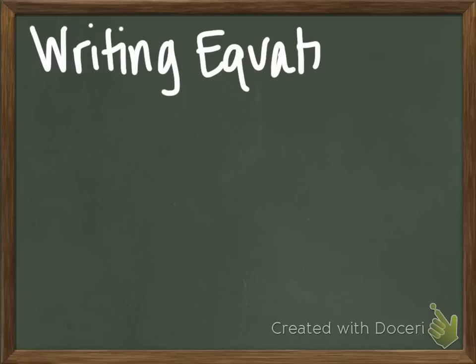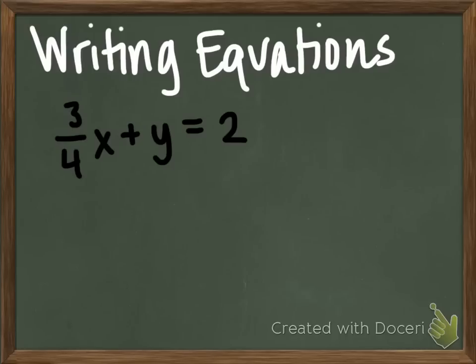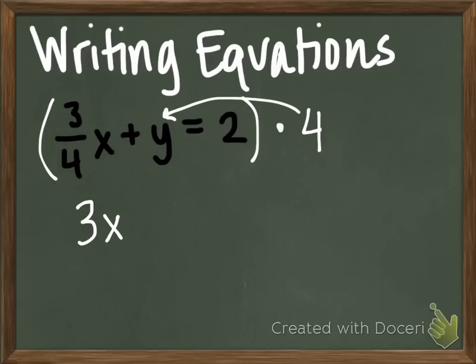So how do we write equations in standard form? Well, if we're given an equation that looks like this, 3/4 x plus y equals 2, it looks like it's in standard form, but it's not, because our a value, 3/4, isn't a positive whole number. So we need to get rid of that denominator. To do that, we multiply the entire equation by 4. 3/4 x times 4 is 3x. y times 4 is 4y. And 2 times 4 is 8. So that is standard form.